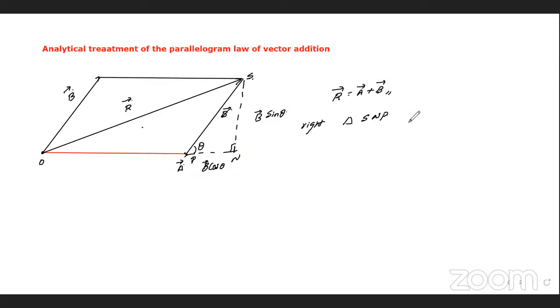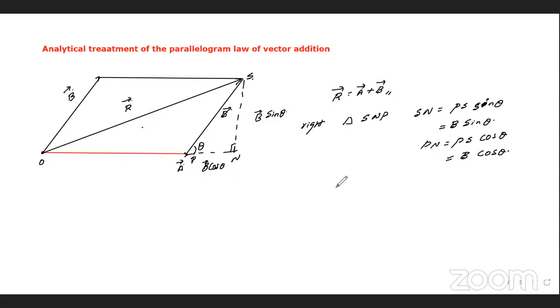Now here SN is your opposite. SN is equal to PS sine theta, where PS is nothing but your B. It is your B sine theta, opposite to it. And from this right angle triangle, you can say PN is equal to PS cos theta. PS is nothing but your B, so it is your B cos theta. So we got the relations from the right angle triangle.